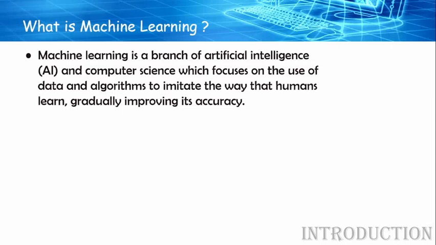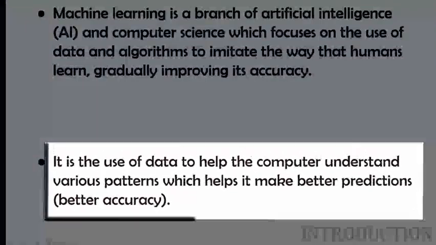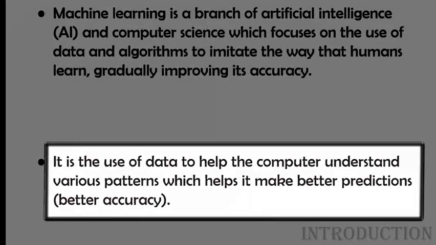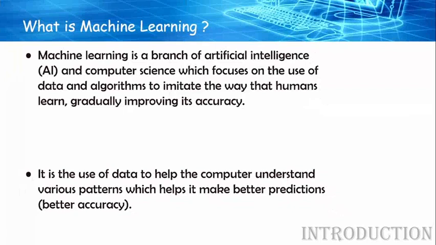So I have another definition which gives a much simpler way. Basically, machine learning is the use of data. These data are all over. We'll be seeing applications which will help us understand better. So it is the use of data to help the computer understand various patterns, which helps it to make better predictions, again with better accuracy. So we will be creating machines.